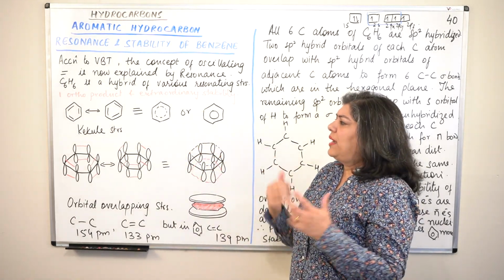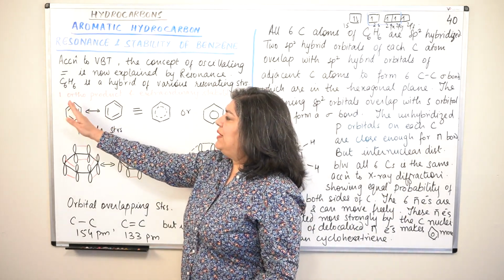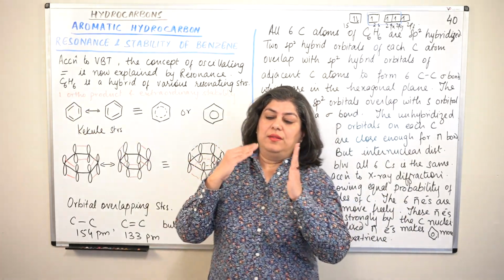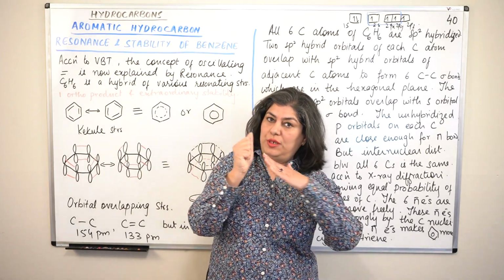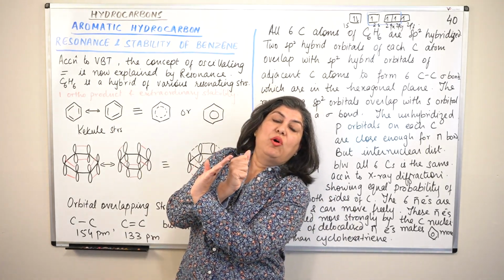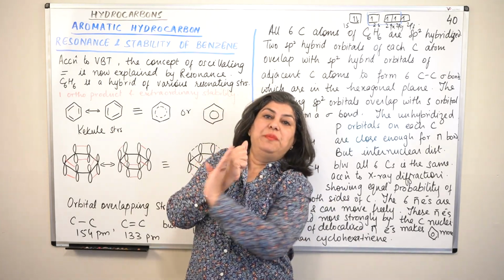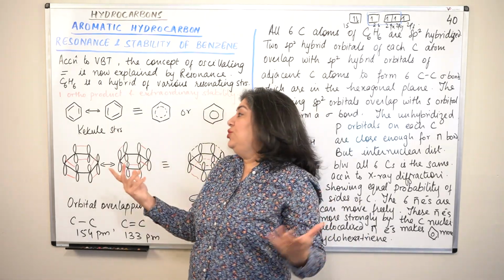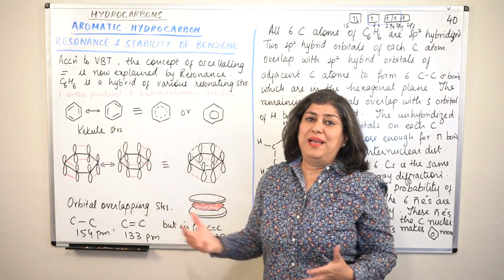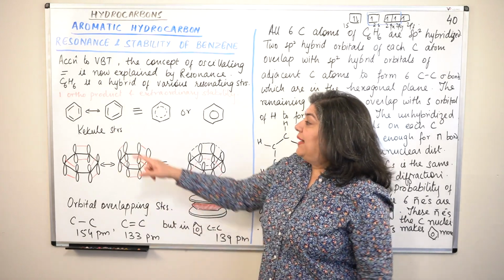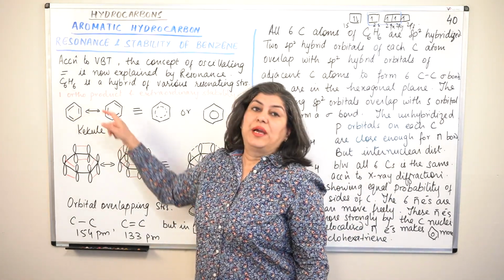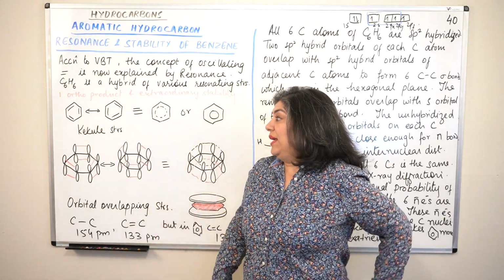So Kekulé said, okay, if this is one carbon, the double bond can form a bond with the neighbor on one side, or it can form a double bond with the neighbor on the other side. And this keeps shifting, and that is how he explained that you get only one product, because of the shifting of bonds. And this shifting of bonds led to these two canonical forms which were known as Kekulé structures.